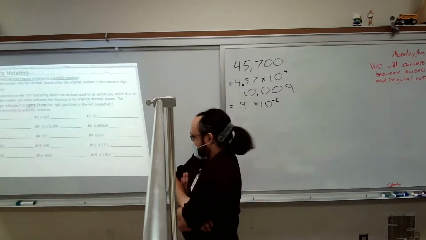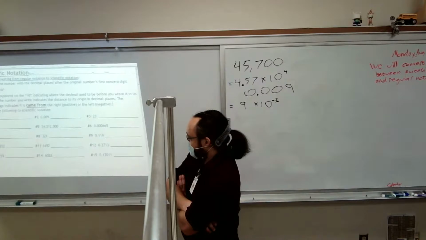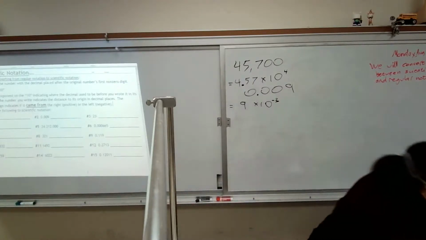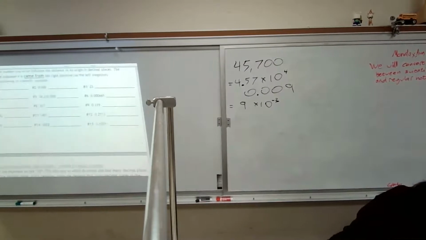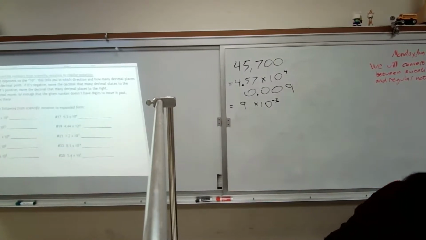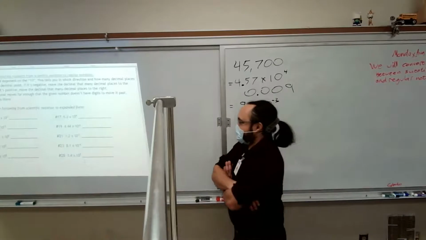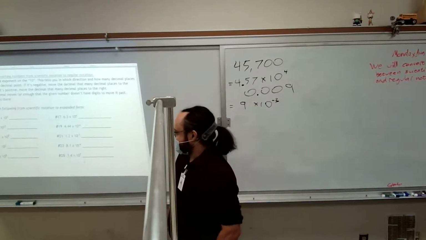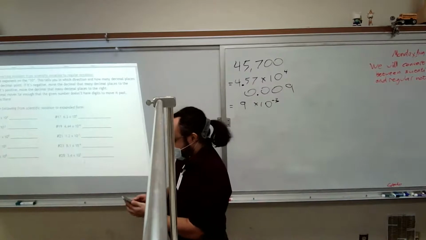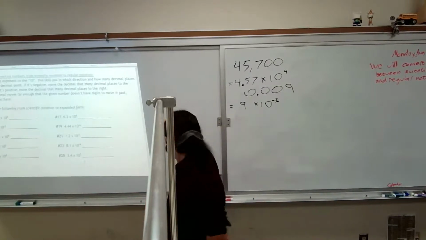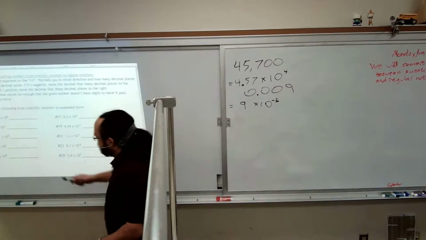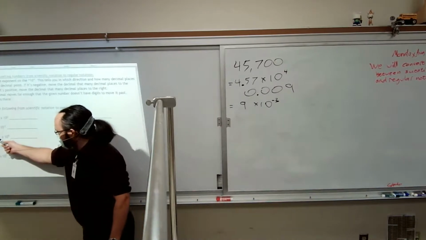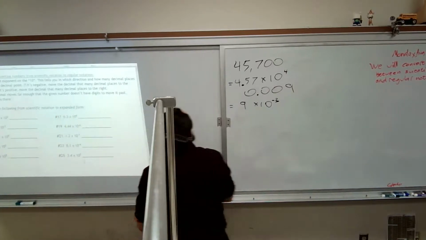I don't think I need to do other ones on this one. Let's flip the paper over. Here we go. Are there any of these that we need to do? I'll do one of these. I'm going to do number 20 over here: 7.121 times 10 to the 9.